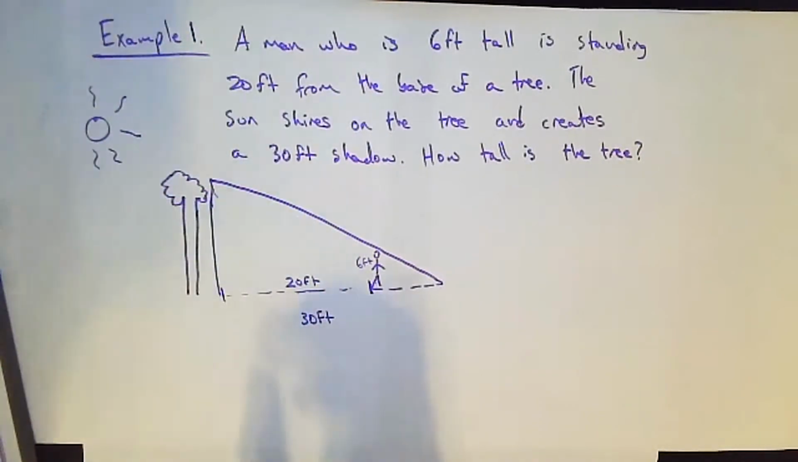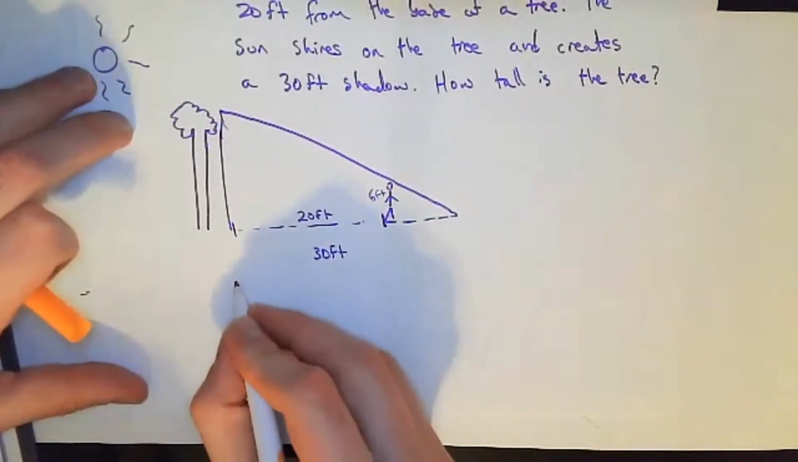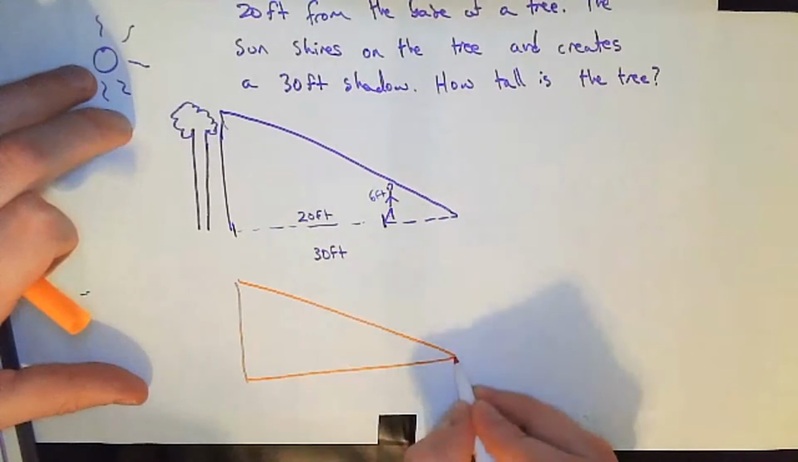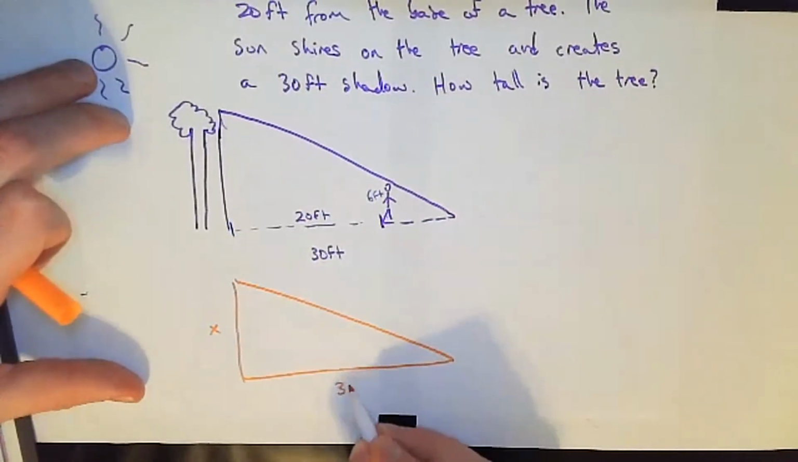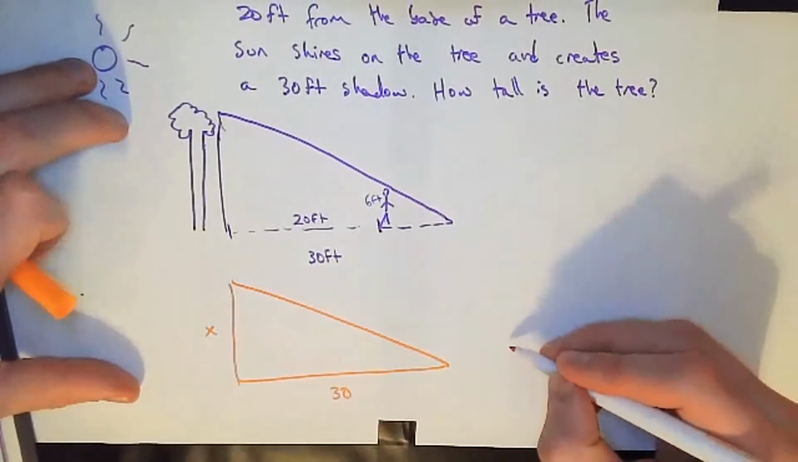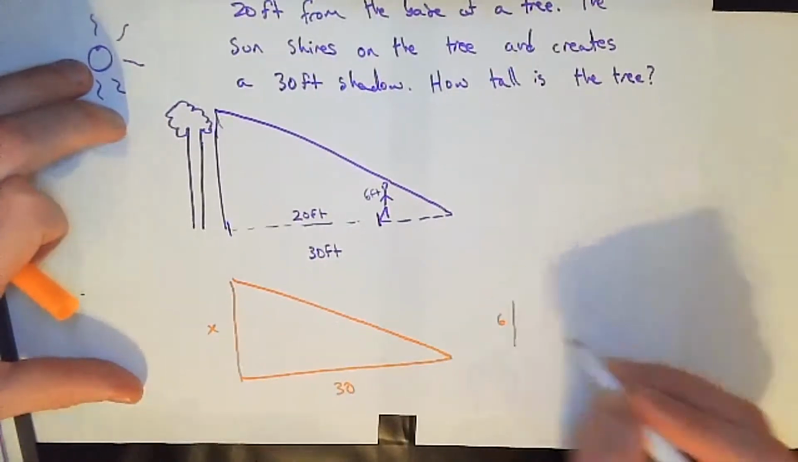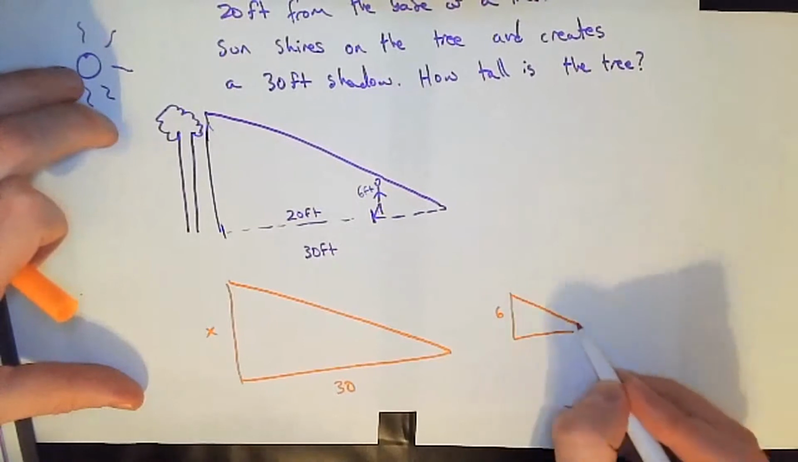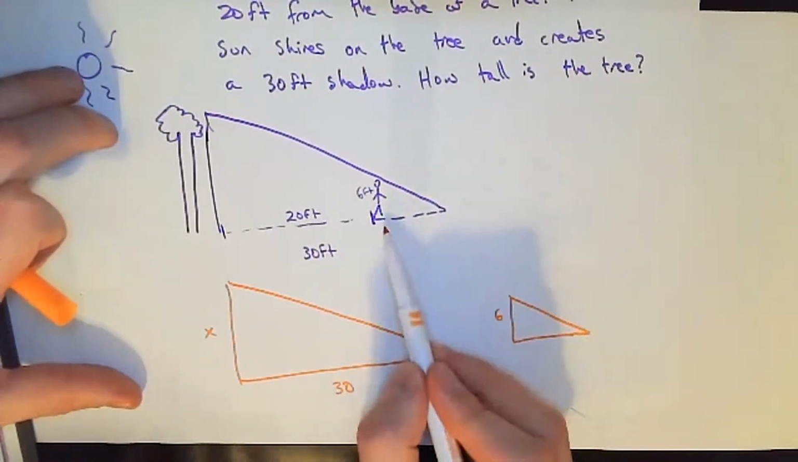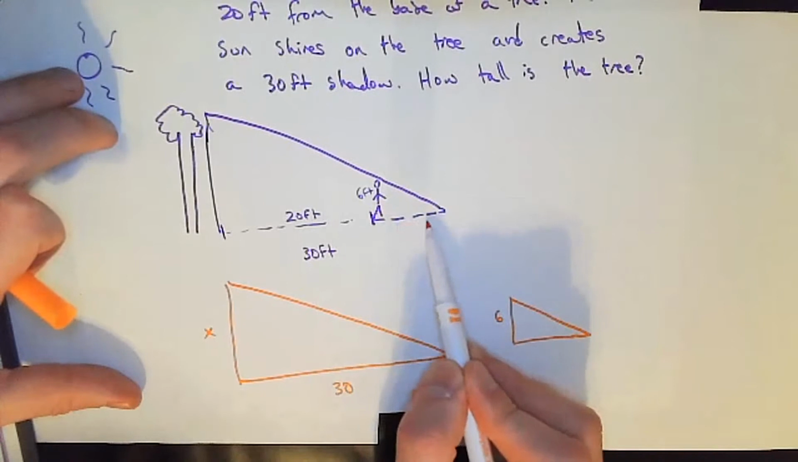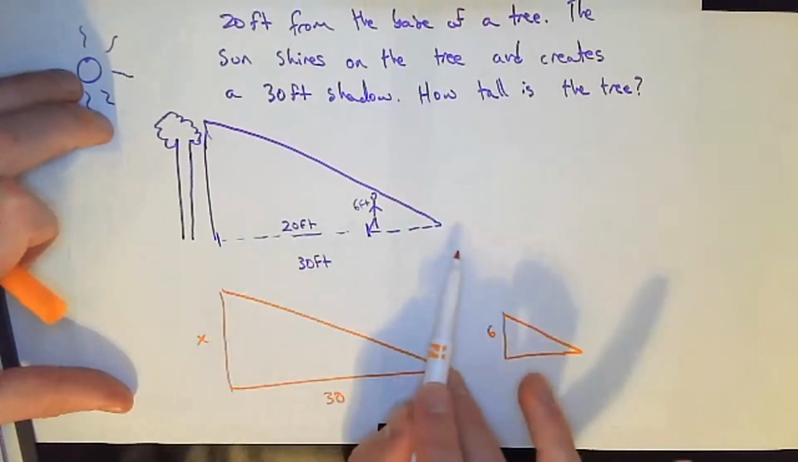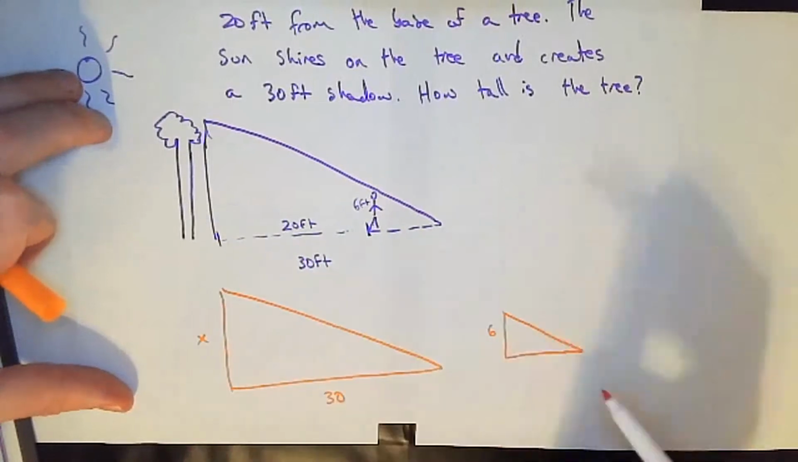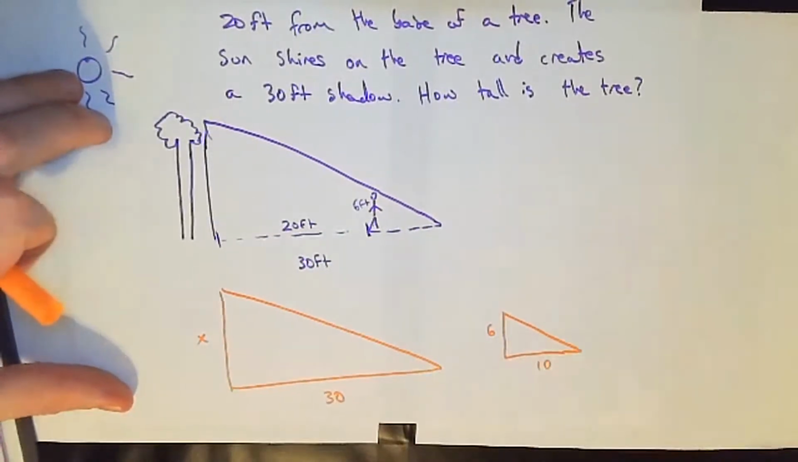Let me redraw this without all the mess here. So I've got a triangle. I've got an unknown side here, x, and I've got a base of 30. Then I have a smaller triangle, the little guy, with a height of 6. And how long is this base? How long is this piece here? All the way across is 30. This is 20. Of course, this must be 10.